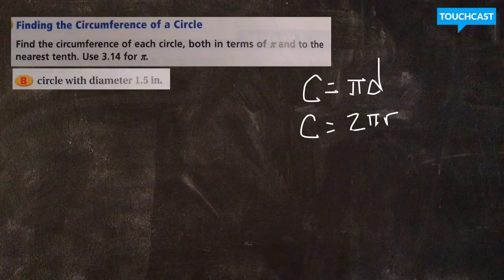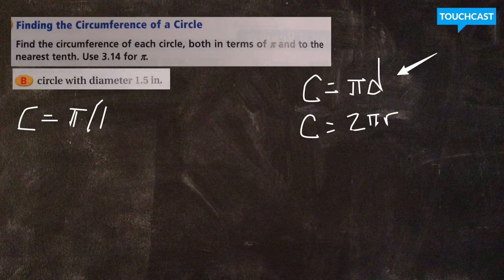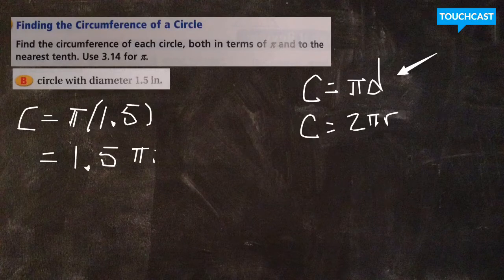Alright, we're going to do that again with a circle with a diameter of 1.5 inches. We were given the diameter, so we're going to use the first equation. The circumference is equal to pi times d. So we have C equals pi times 1.5. Now we can use the commutative property to have 1.5 times pi inches as our circumference in terms of pi.